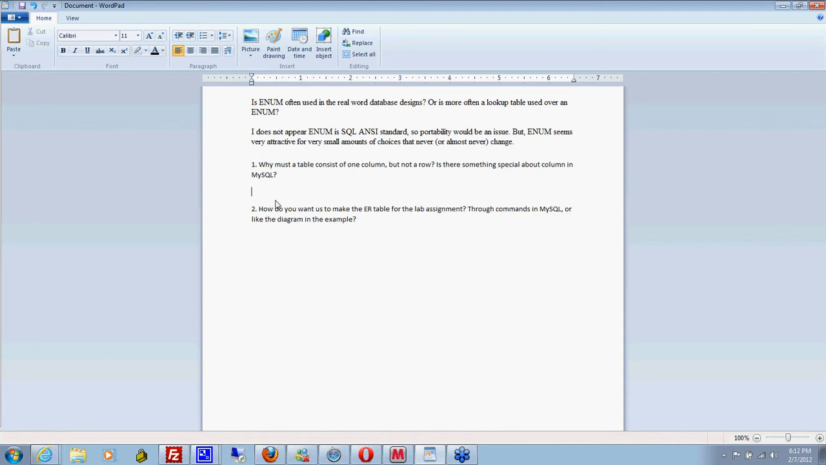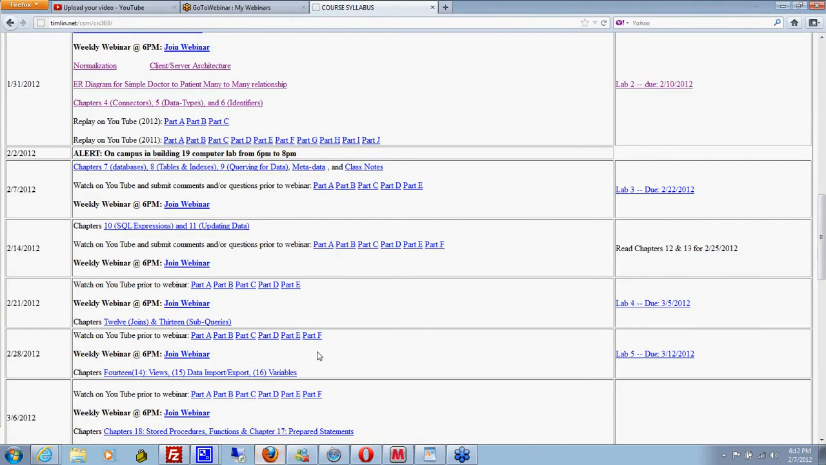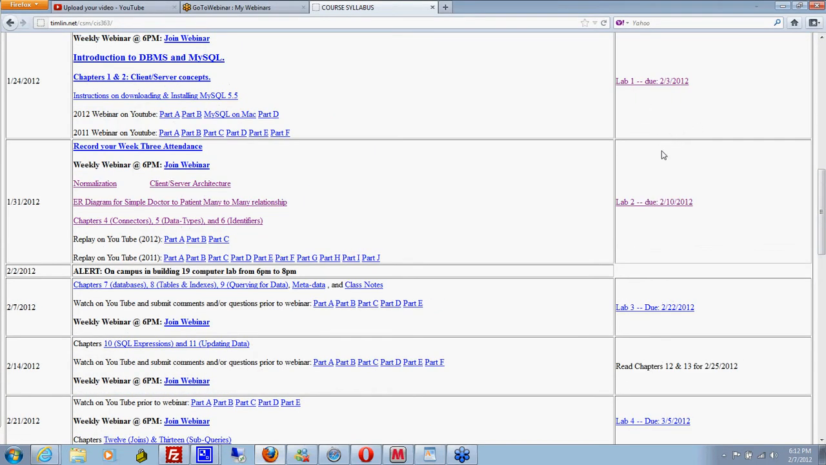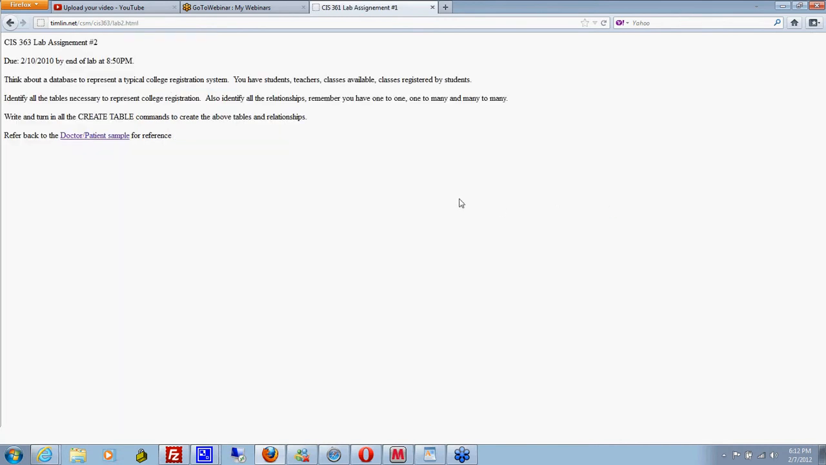And let's see, the next one too. How do you want us to make the ER table for the lab assignment? With commands in MySQL, or like a diagram example? Actually, I wanted both. That's a good question. I thought the lab assignment said to do both. Let me take a look at it. Think about a design.